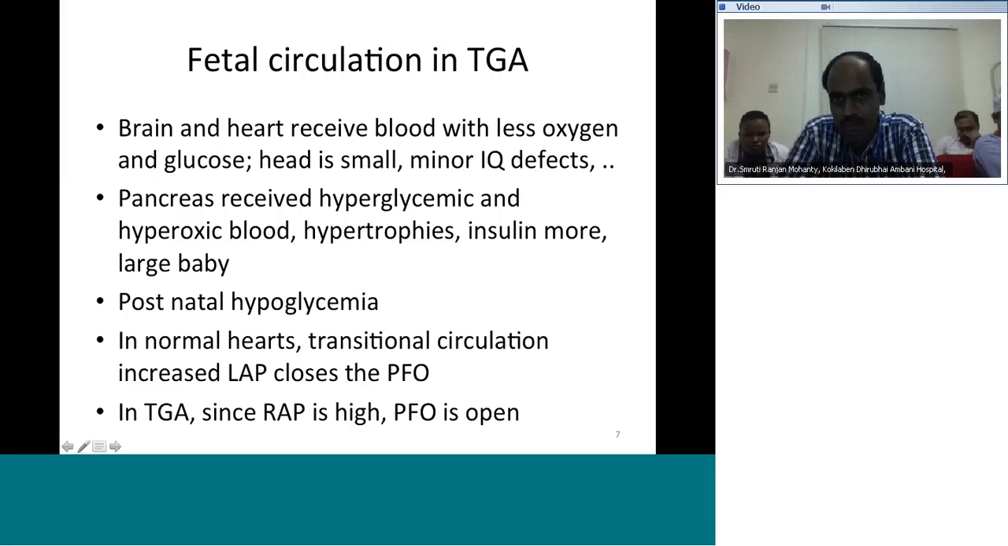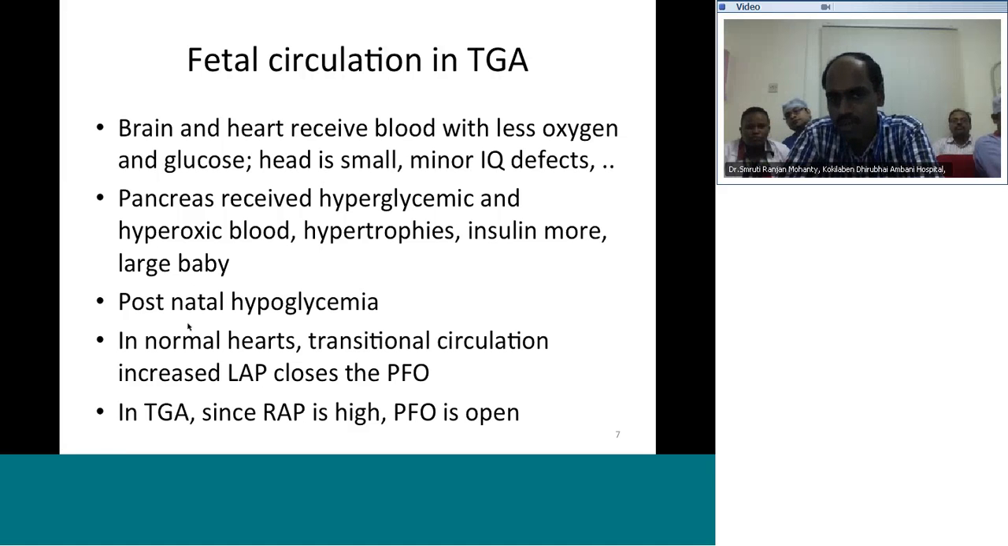Pancreas receives hyperglycemic hyperoxic blood. So the pancreas hypertrophies, the islets of Langerhans hypertrophy. More insulin is circulating in the blood. So you have a large baby with a small head. And there is postnatal hypoglycemia because of the excessive amount of insulin.